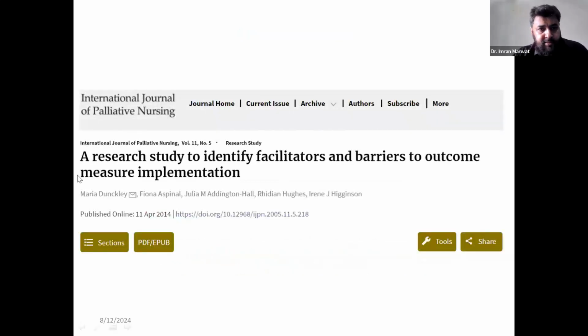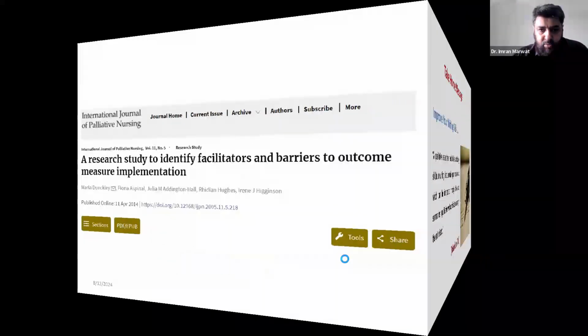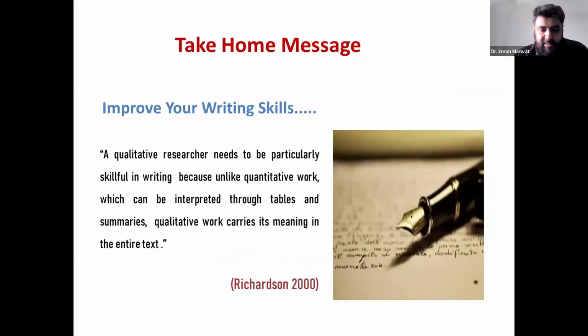And see, this is the example of this action research: a research study to identify facilitators and barriers to outcome measure implementation. This is also linked with public health. So this is my last slide. This was all about this qualitative research. But this is my last slide. This is the take home message from my side.